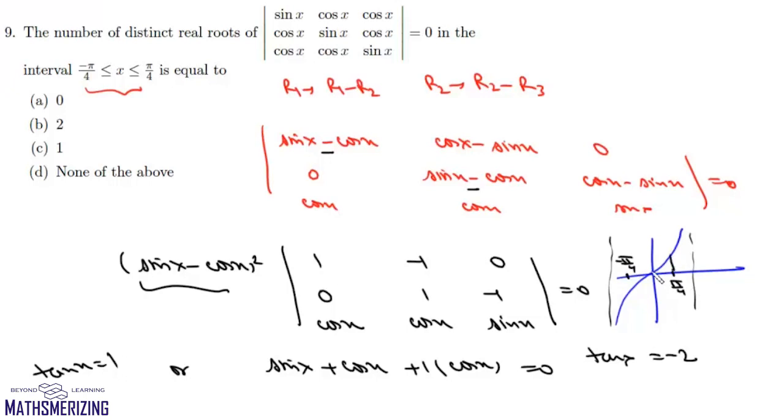Now at minus pi by 4, the value is minus 1, and at plus pi by 4, the value is plus 1. So we'll get one solution when tan x is 1, and that is when x is pi by 4. But tan x cannot take the value minus 2 in this interval. That means the number of distinct real roots is only 1, and that's your option C.